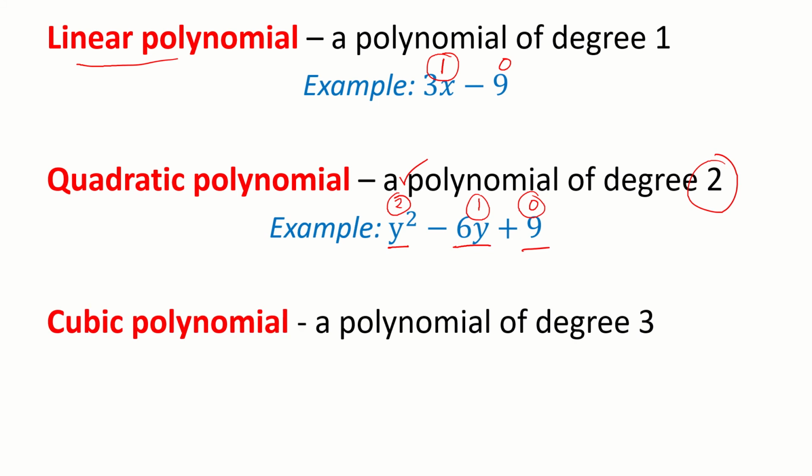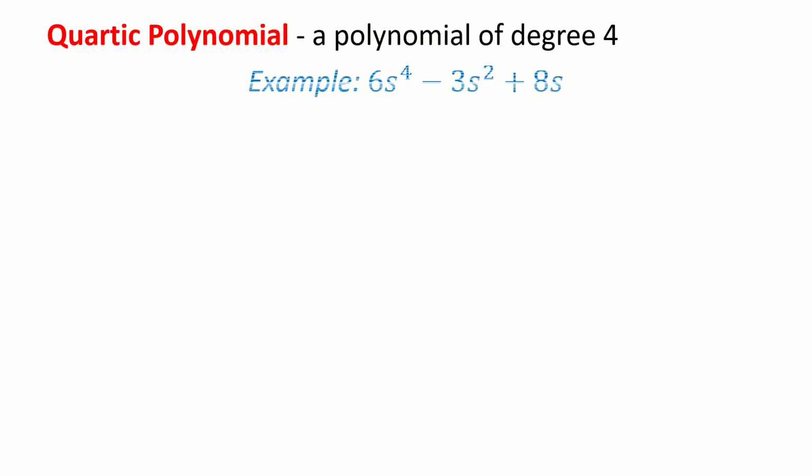If it's a degree of 3, meaning it's a cubic polynomial. So y cubed plus 2y is a cubic polynomial because the degree of the polynomial is 3, since it's the highest degree of all terms. If it's a degree of 4, that's a quartic polynomial. So for example, this one: 6s to the power 4 minus 3s squared plus 8s. So 4, this is a quartic polynomial.